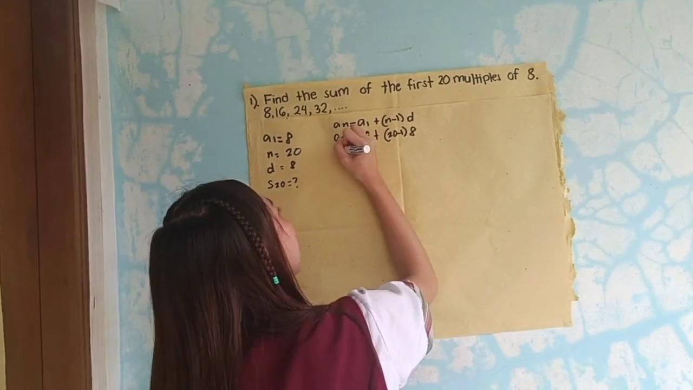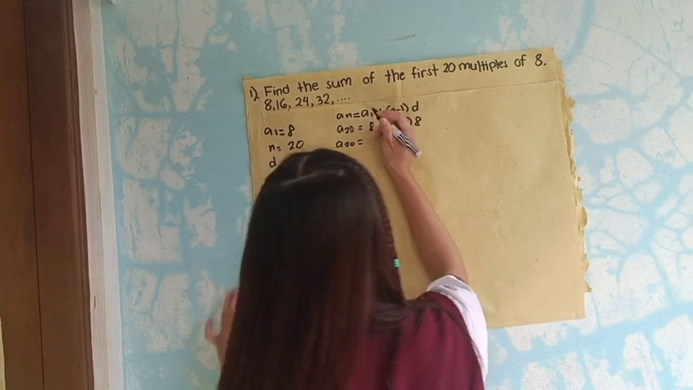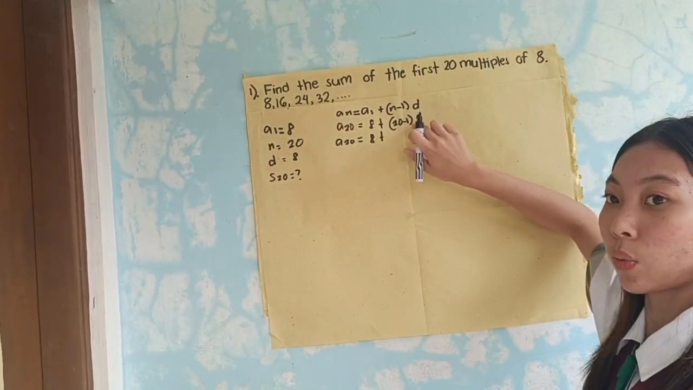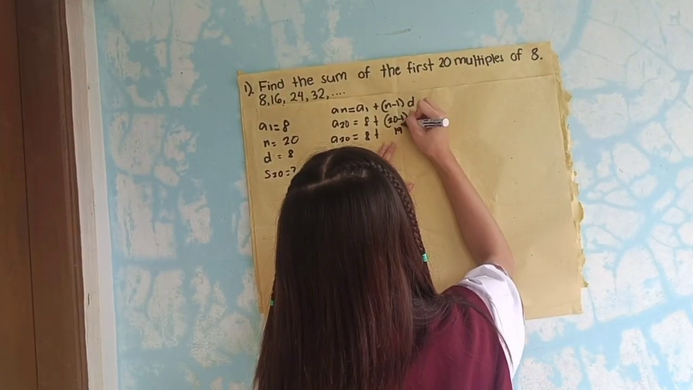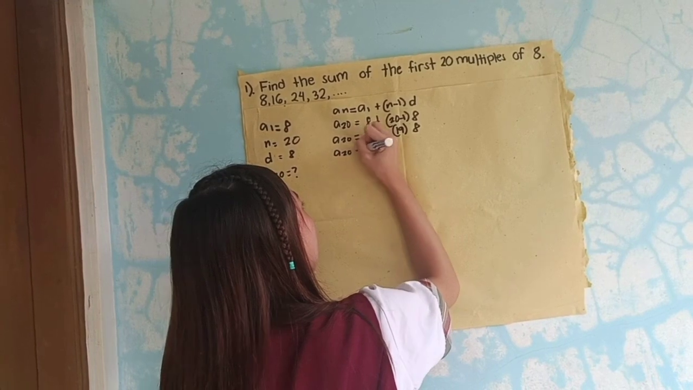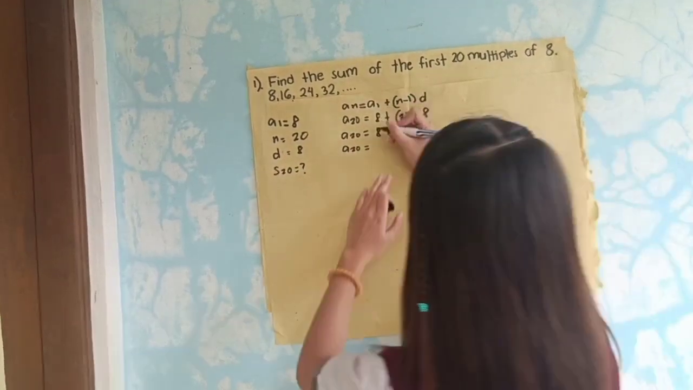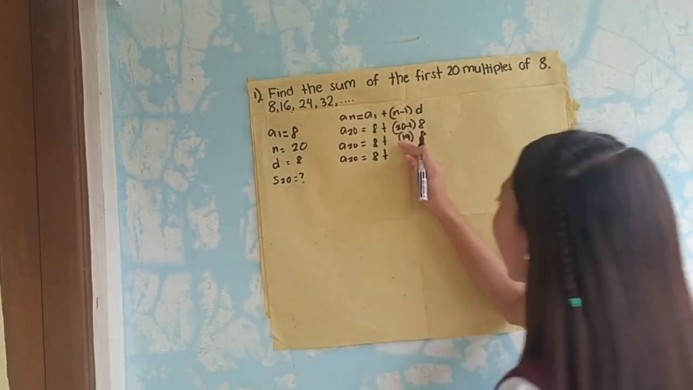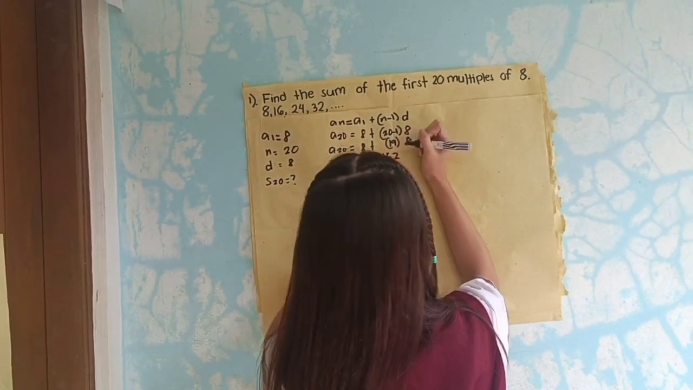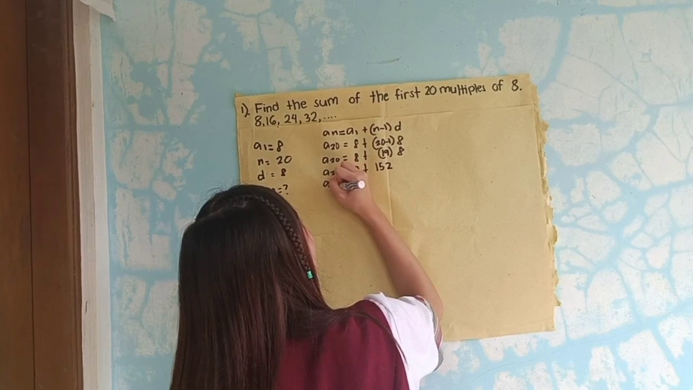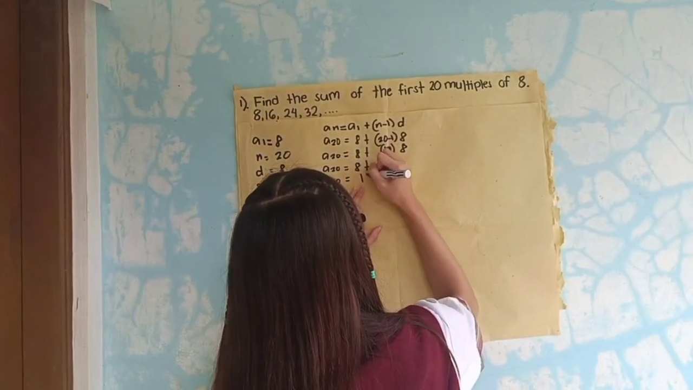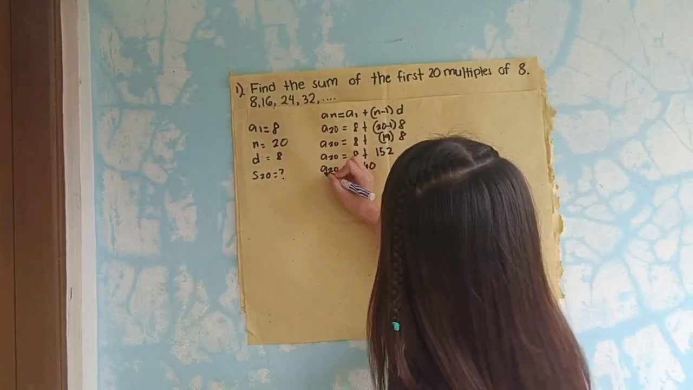So isa-solve na natin siya. a sub 20 is equals to, i-bring down lang yung 8, ibababa. Then 20 minus 1 is 19 times 8. So a sub 20 is equals to, ibababa ulit ang 8. 8 plus 19 times 8 is 152. Then a sub 20 is equals to 8 plus 152 is 160. So ito ang final answer.